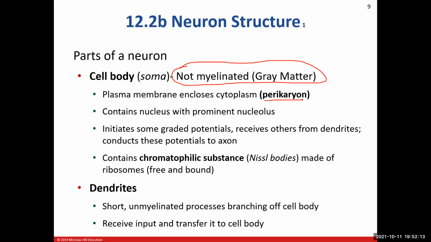Then we have these short processes coming off of the cell body, called dendrites, and they're also not myelinated, so they'll appear gray. What is their role? Their role is to receive input. They receive the input and then transfer that input information, graded potentials, onto the cell body, or the soma.